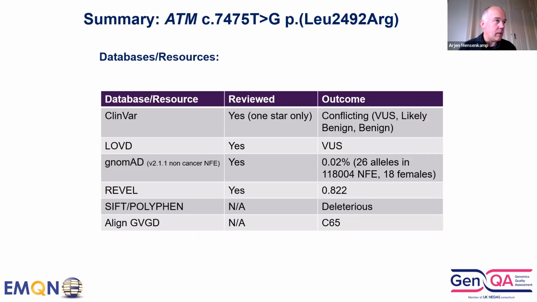ClinVar contains records for this variant with a conflicting outcome from benign to VUS. It is also present in the LOVD database as a VUS. And the variant is also present in gnomAD in 26 alleles in the non-Finnish cohort, and that already explains that PM2 cannot be applied. The REVEL score is high, so deleterious, and that also accounts for SIFT, PolyPhen, and Align-GVGD.